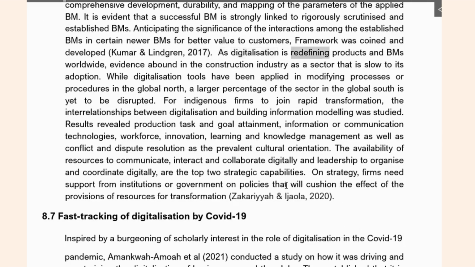As digitalization is redefining products and BMs worldwide, evidence abounds in the construction industry as a sector that is slow in its adoption. While digitalization tools have been applied in modifying processes or procedures in the global north, a larger percentage of the sector in the global south is yet to be disrupted. For indigenous firms to join the rapid transformation, the interrelationships between digitalization and building information modeling were studied. Results revealed production task and goal attainment, information or communication technologies, workforce, innovation, learning and knowledge management, as well as conflict and dispute resolution as the prevalent cultural orientation.